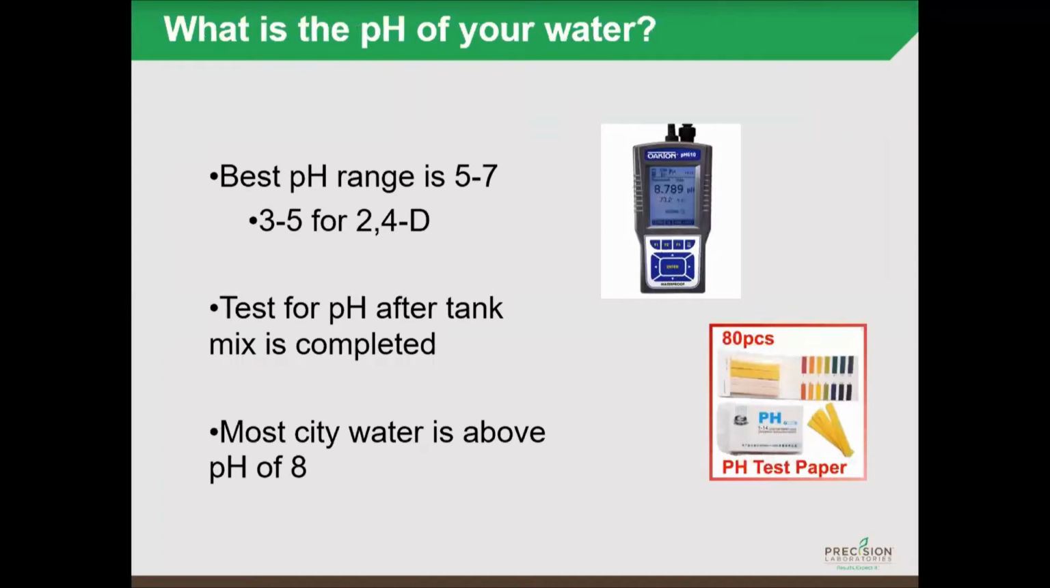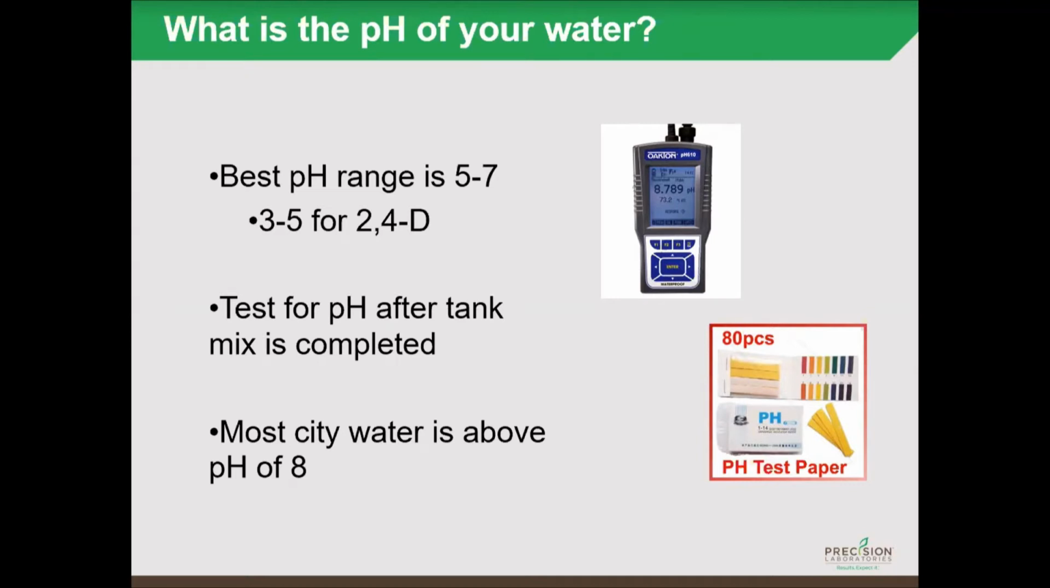So what's the best pH for your spray water? Typically people say 5 to 7. However, when we deal with some of the weak acid chemistries like 2,4-D or glyphosate, your 3-way herbicides, those really like lower pHs, even maybe down in the 3 to 5 range, to be most efficient.